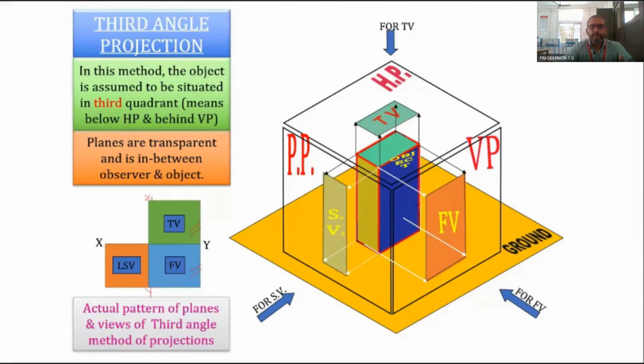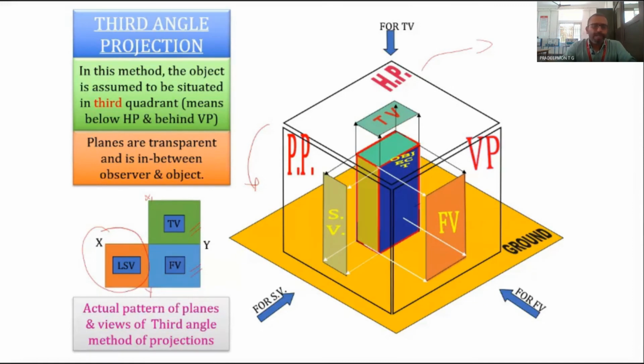And when such an arrangement is coming up, if we rotate the HP, the horizontal plane, 90° clockwise, it will go above the XY line. So if we rotate this one 90° clockwise, it will be like this. It will come above this one, this VP. And if we rotate this one again 90° anti-clockwise, it should be like this. Then it will be coming here, in this position. So this is the difference between the first angle projection and the third angle projection.